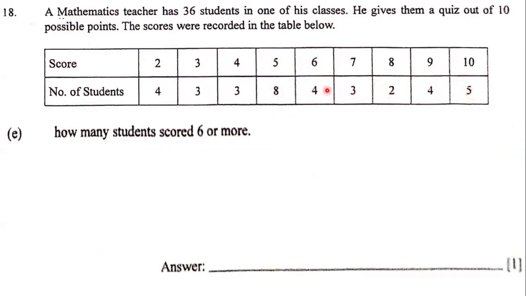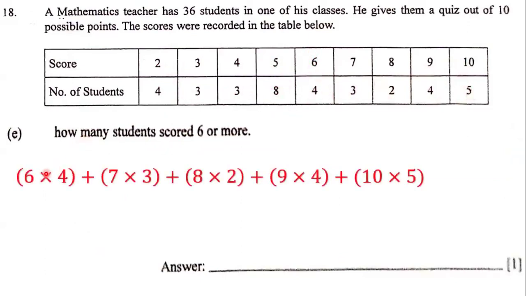We know that 4 students scored 6. We know that 3 students scored 7, 2 students scored 8, 4 students scored 9, and 5 students scored 10. So in order to find how many students scored 6 or more, we multiply 6 times 4, 7 times 3, 8 times 2, 9 times 4, and 10 times 5. And then we get 147. And so that means that the amount of students that scored 6 or more is 147.